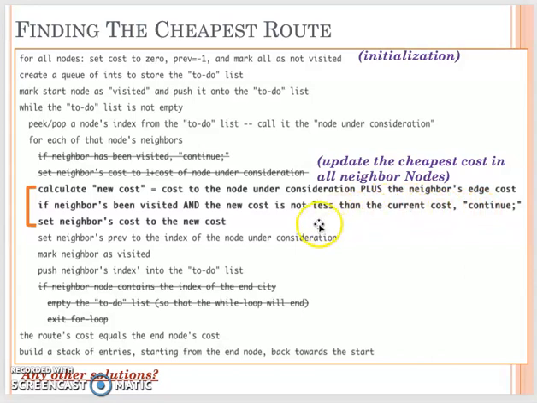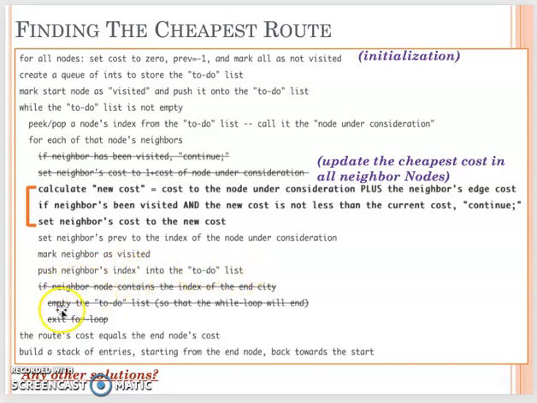But if the new cost is less than the current cost, then I need to set the neighbor's cost equal to the new cost. So we only consider whether we can update the new cost. Otherwise, we just continue. But not only do you need to update your neighbor's cost, since your route changed, your neighbor's proof also needs to change to become the new node under consideration. We still mark the neighbor as visited, but we will not skip it. Then you still push your neighbor index into the to-do list.